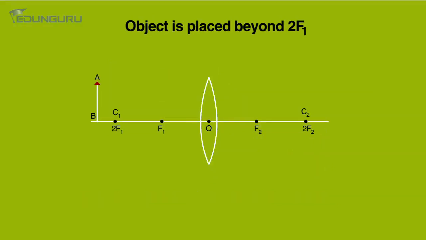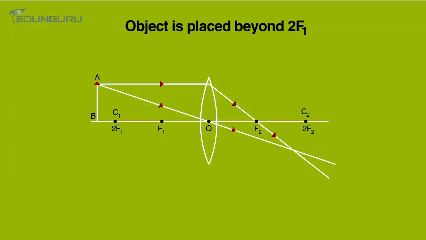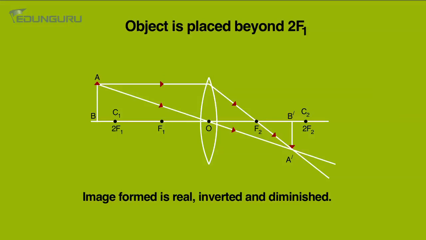Let us move to the fifth case. It is when an object is placed beyond 2f1. We have placed the object beyond 2f1 in the figure. You can see that. Now let us take the first light ray. The first light ray is parallel to the principal axis. After refraction, it passes through f2. And the second light ray is passing through the optical center. Both the light rays meet at a point between f2 and 2f2. That means the image is formed between f2 and 2f2. The image is real, inverted and diminished, that is smaller in size.